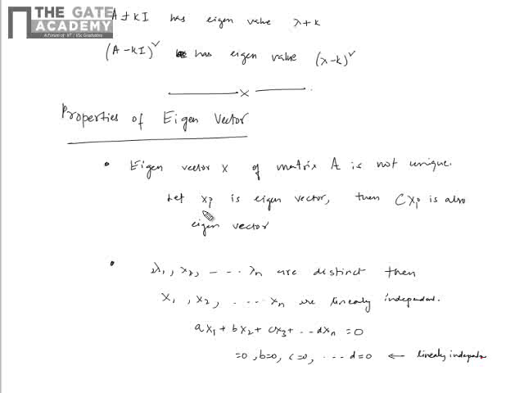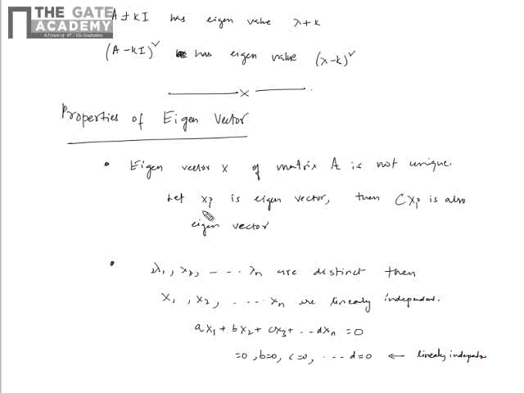So if a linear combination of vectors can be 0 only when the multiplying factors are also all 0, then the vectors are called linearly independent. This we have seen earlier.